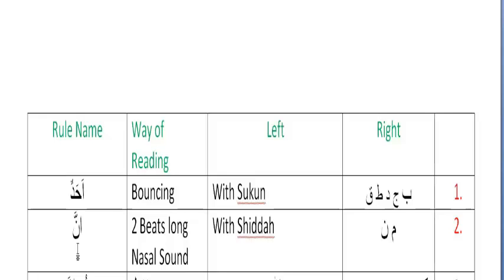There are 2 noons. When we put tasdeed on top of any letter, we count 2 letters. The first one is with sukoon, like an. So the sukoon one will be with nasal sound, an, and the second noon with fatha. So that will not be longer.